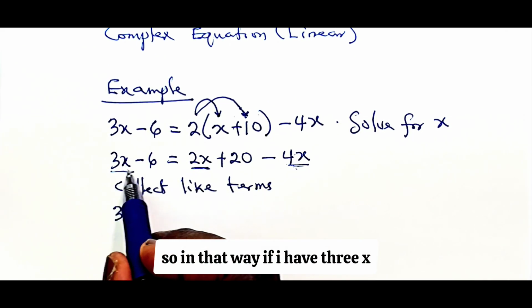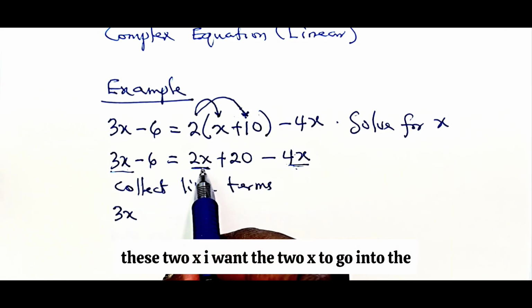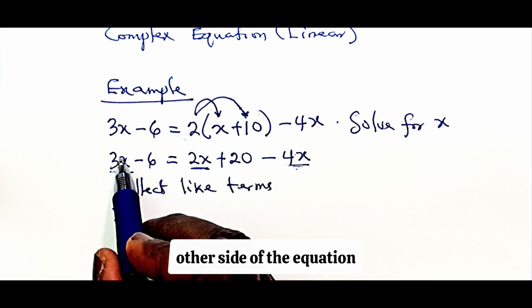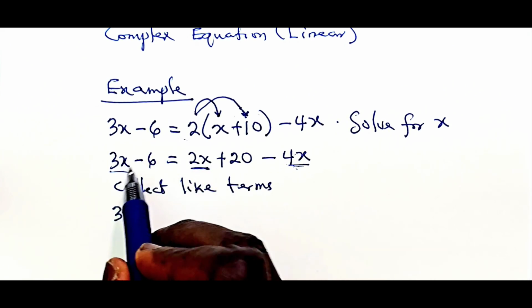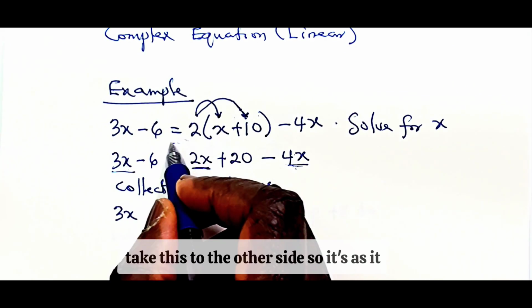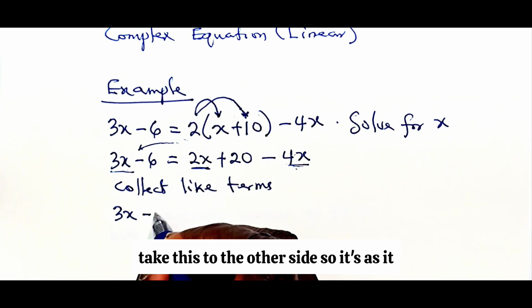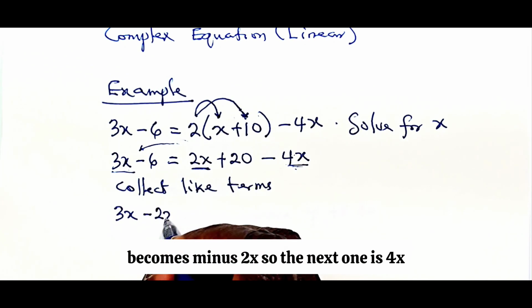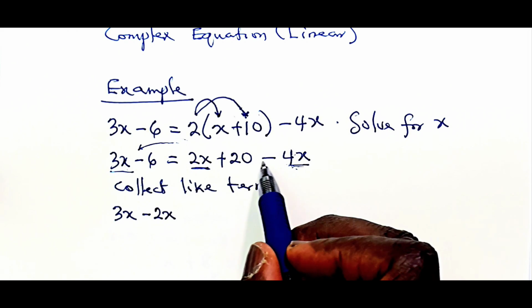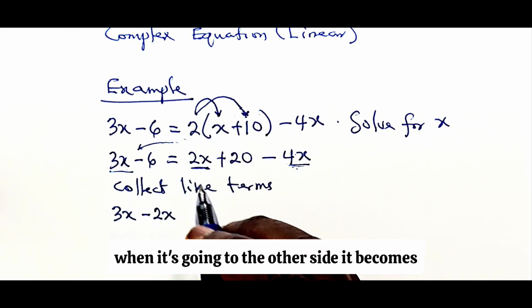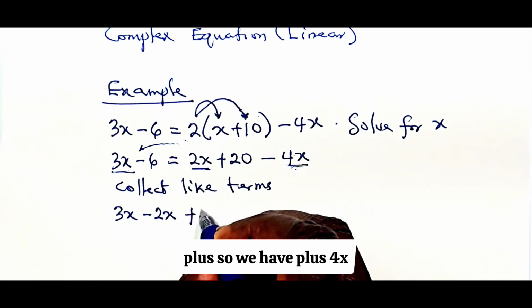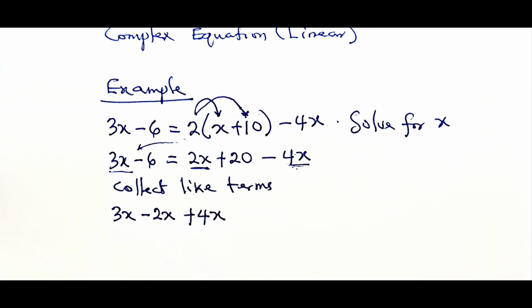So in that way, if I have 3x, these 2x, I want the 2x to go into the other side of the equation. There is an invisible plus here, so when it goes to the other side, it becomes minus. I will take this to the other side, so it becomes minus 2x. The next one is 4x, and over here it is having minus. So when it goes to the other side, it becomes plus. So we have plus 4x.